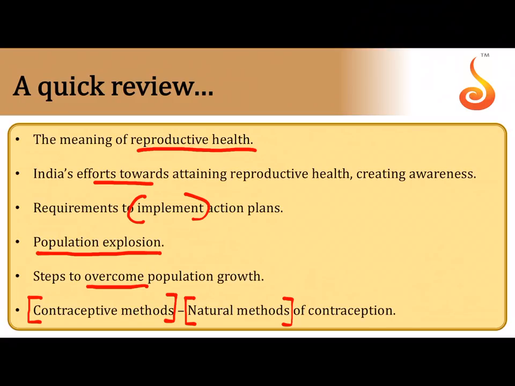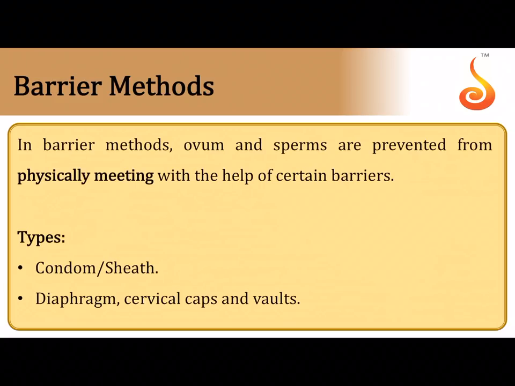So moving on with today's lecture, the second type of birth control methods is referred to as the barrier methods. Now, what is a barrier? A barrier is an obstruction. So you are creating an obstruction between whom? Between the ovum and the sperm. By creating an obstruction between the ovum and the sperm, you are not allowing them to physically meet each other. So this is the working principle behind the barrier methods.